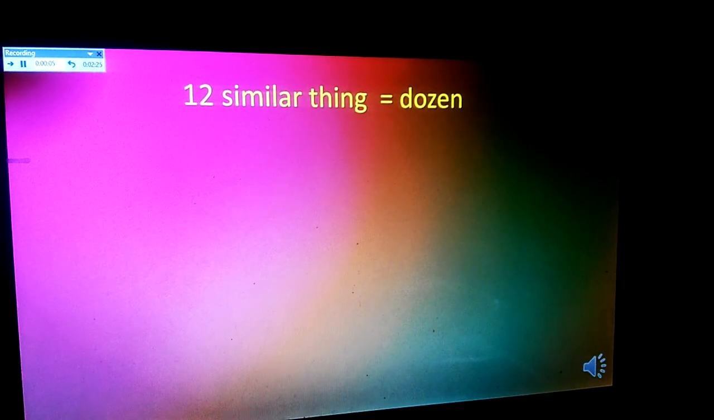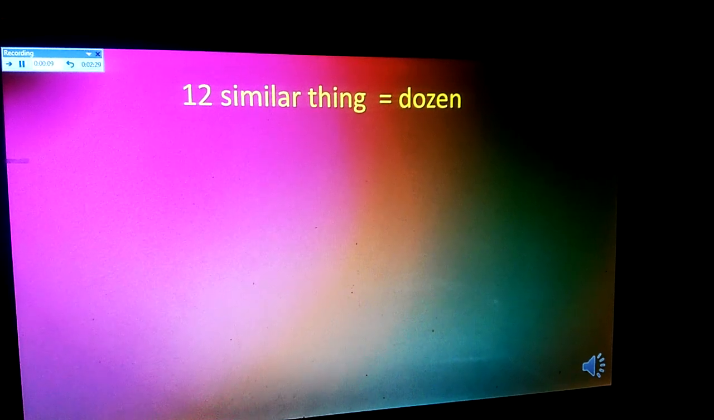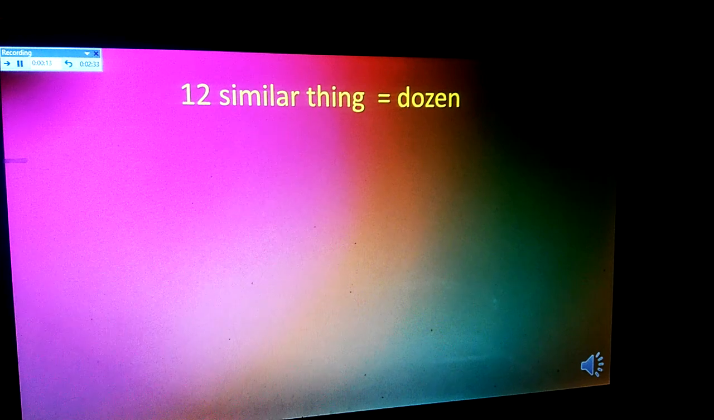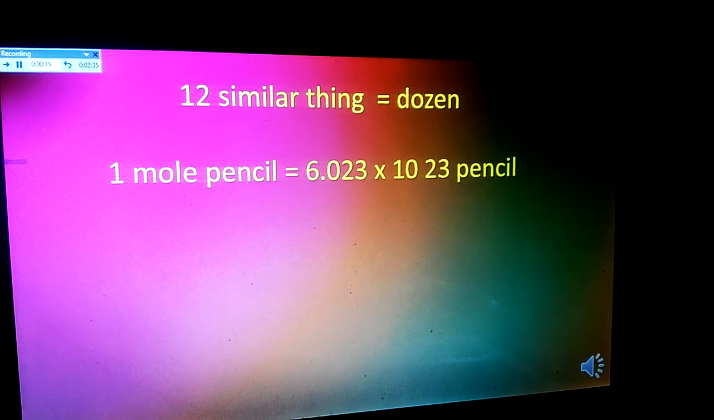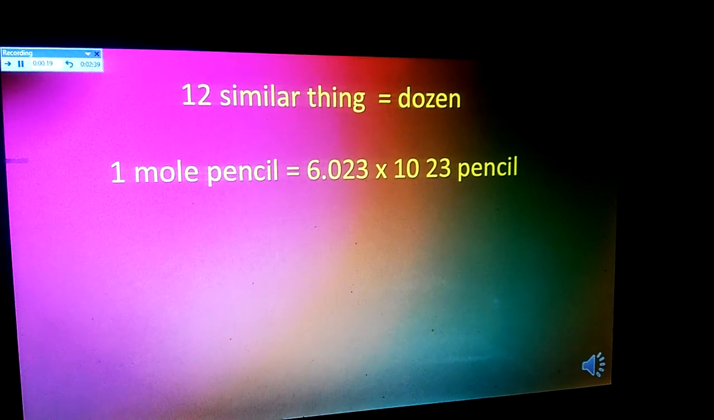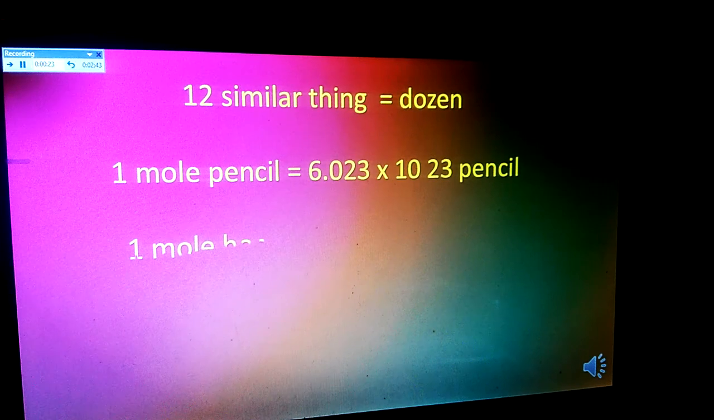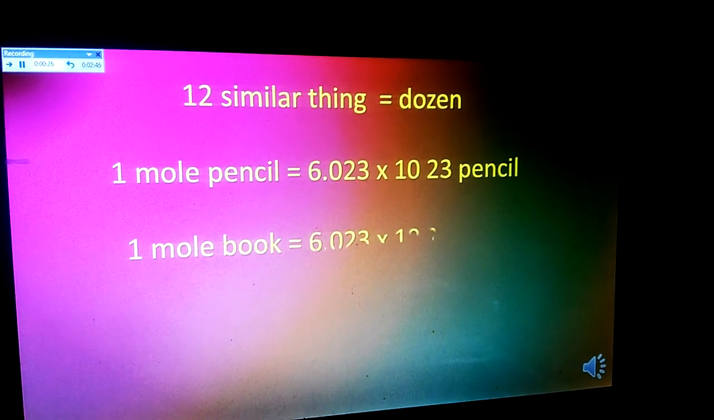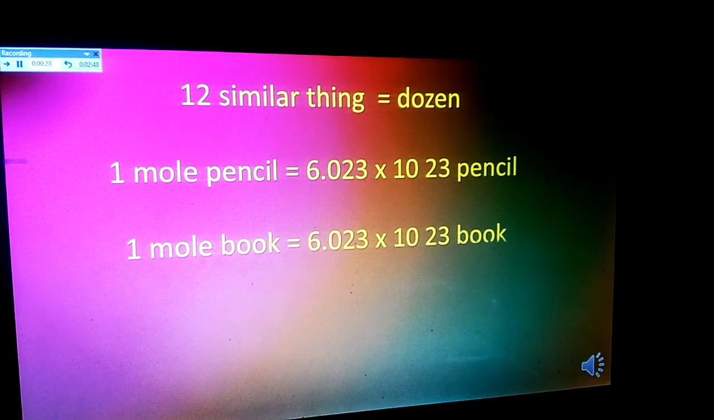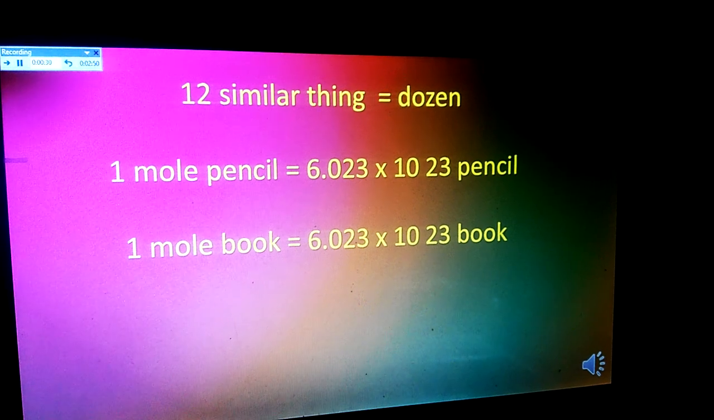Twelve similar things are called a dozen. If we take 24 bananas, then it is equal to 2 dozen. 1 mole of pencils is equal to 6.023 multiplied by 10 raised to power 23 pencils. 1 mole of books is equal to 6.023 multiplied by 10 raised to power 23 books.